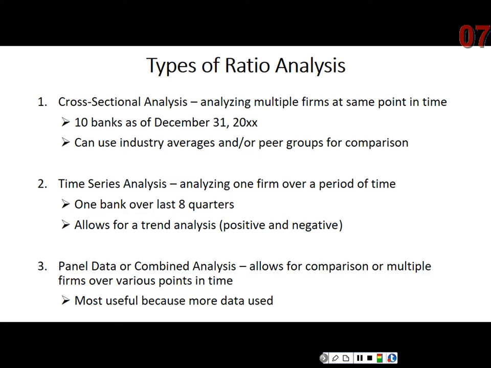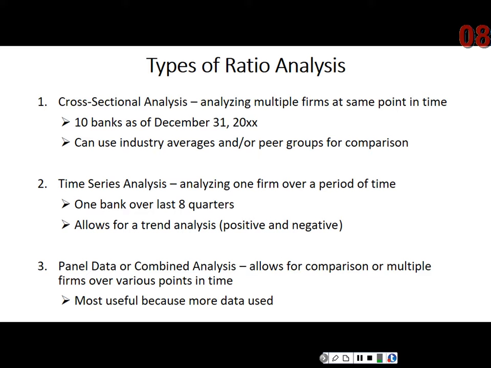But when it comes to ratio analysis, you've got different types. You've got cross-sectional analysis. That's when you're looking at multiple, in this case, banks, at the same point in time. So December 31st, 2016, we might be comparing 10 different banks located in Murray, Kentucky. Time series analysis. This is where you're looking at one bank, but you're following it over a certain time period.